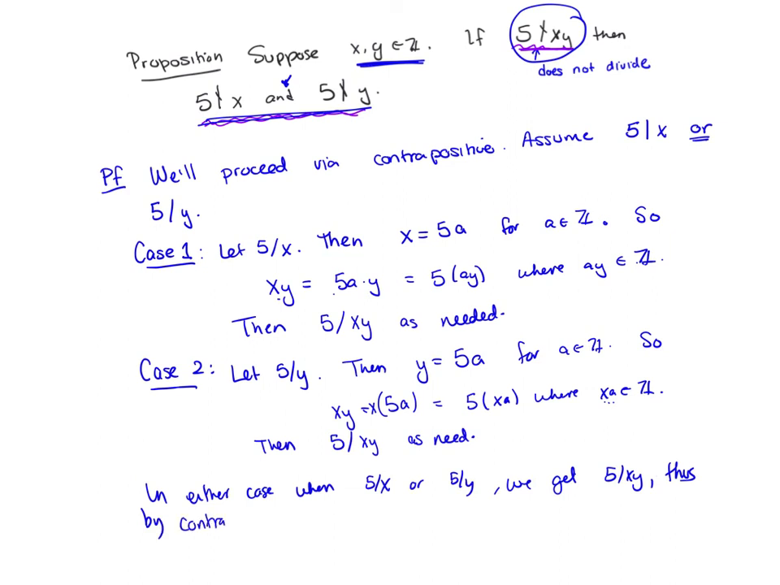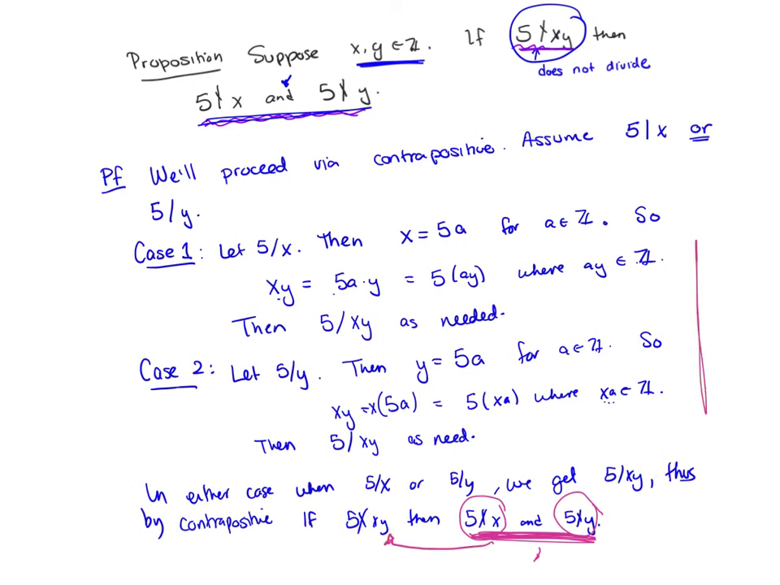I like to really make sure it's clear what we're doing right at the end of the proof. If 5 does not divide x times y, then 5 does not divide x, and 5 does not divide y, right? Because, again, let's think about why this logic works. If it was true that either of these was true, so if either 5 divided x or 5 divided y, then it must be the case that 5 divides the product. That's what we showed up here.